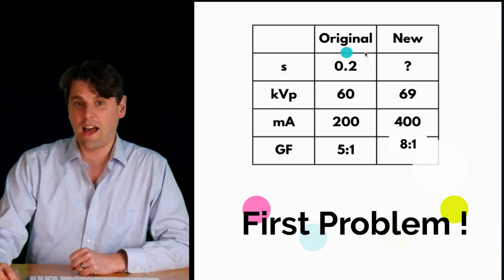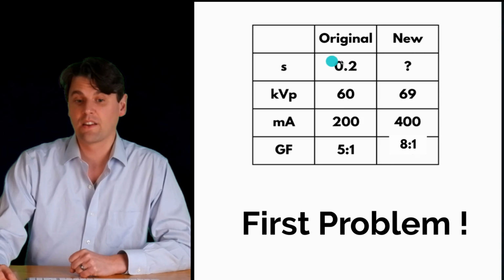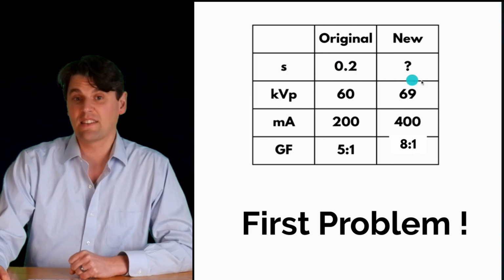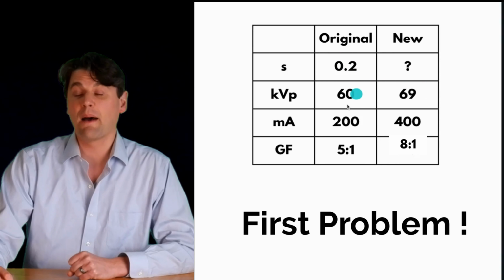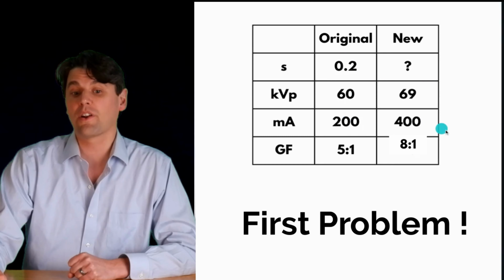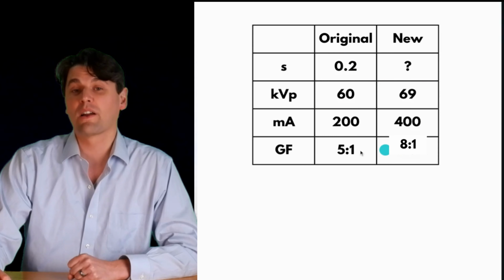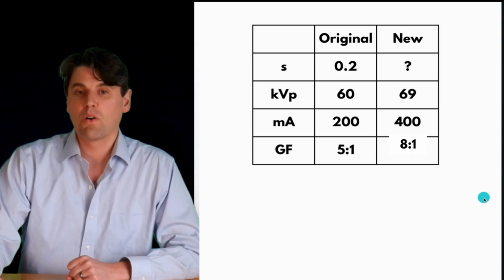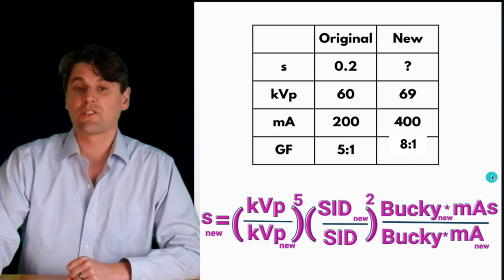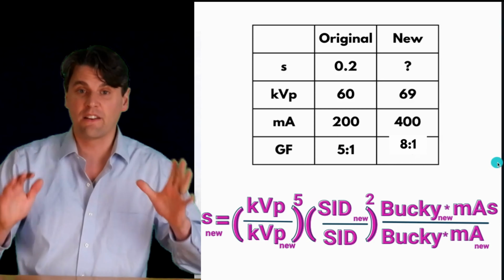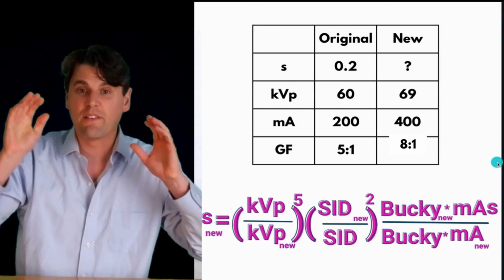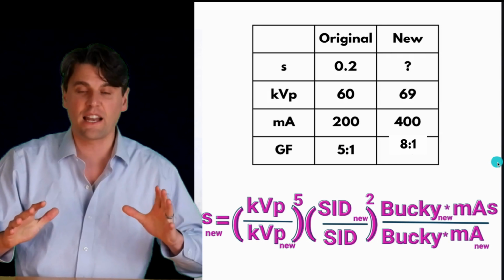As you can see, we have an initial time of 0.2 seconds. We're going from 60 to 69 kVp. The mA is going from 200 to 400, and the grid factor is going from 5 to 1 to 8 to 1. So we covered the exposure factors and how they're all related in a video that we'll have linked down below. If you haven't seen that one, definitely check it out.